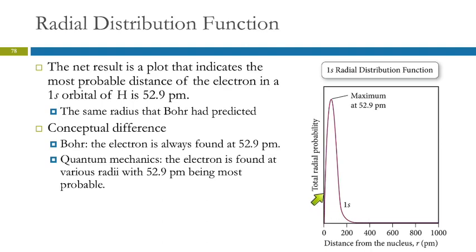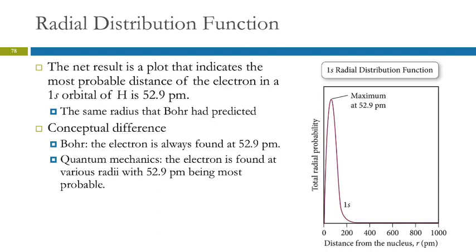As you move away from the nucleus, the probability increases sharply, hits a maximum, and then decreases again. This maximum for a hydrogen atom is at 52.9 picometers, and that corresponds exactly with the radius that Bohr predicted for an orbital in his hydrogen atom, 52.9 picometers. So they came up with the same number, but there's a very important conceptual difference.